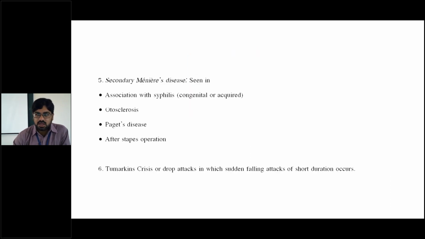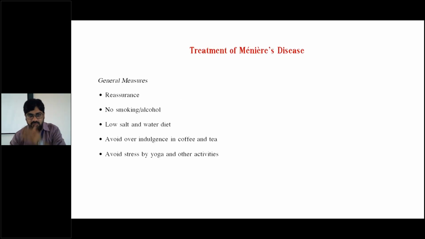Secondary is when you diagnose another condition, like syphilis, that is the cause of the Meniere's, meaning the patient has Meniere's disease due to syphilis. So otosclerosis, Paget's, and after stapes operation, if you are getting Meniere's, then it's a secondary Meniere's. And Tumarkin's crisis is when a sudden falling attack of short duration occurs, meaning the patient will fall immediately, very often. So that is Tumarkin crisis. So this was the recap of Meniere's disease. Then we'll go with the treatment part, on how you will treat this disease.